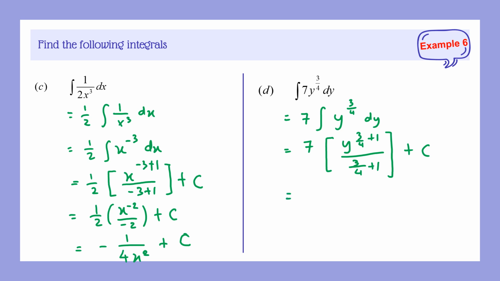So we simplify, we get 7 y to the power of 7 over 4 over 7 over 4 plus c. Then we divide 7 by 7 over 4, we get 4. So finally we get 4 y to the power of 7 over 4 plus c. So this is the answer for question D.